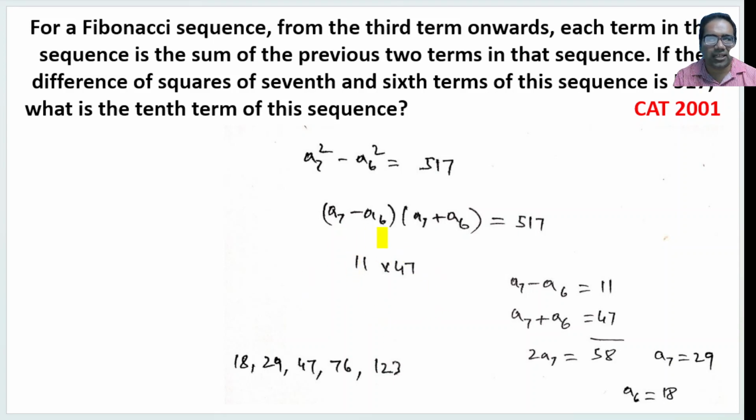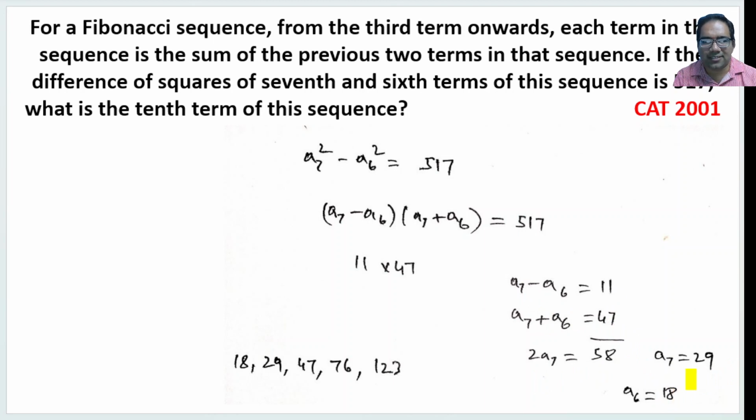Right, what does that mean? a7 minus a6 is 11 and a7 plus a6 is 47. Obviously, the difference is the lesser one, and then the sum. Right. What does that mean? When we add both of these, 2a7 equals 47 plus 11, 58. That means a7 equals 58 by 2, which is 29. That means a6 is 29 minus 11, which is 18.